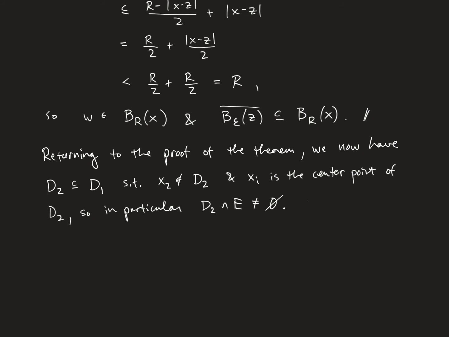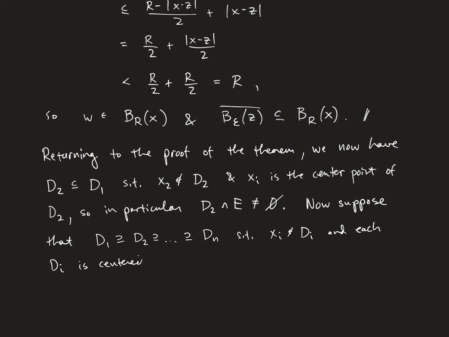So now suppose that D1 contains D2, contains, etc., up to Dn, such that xi is not in Di, and each Di is centered on a point of E, so that, in particular, Di intersect E is non-empty.